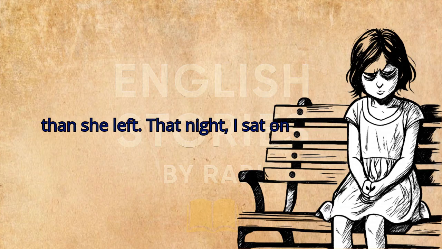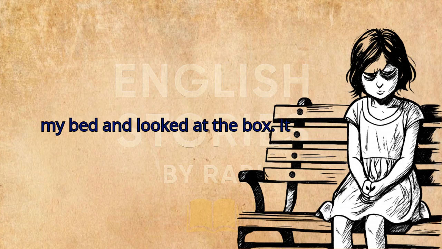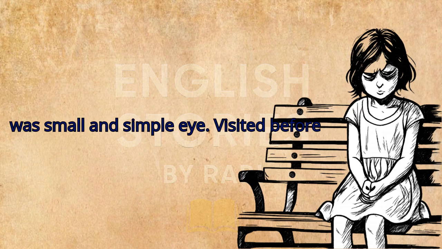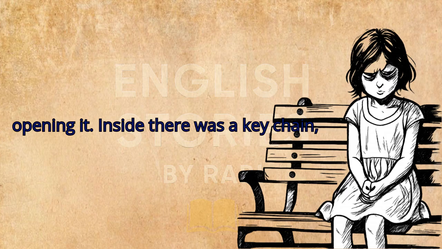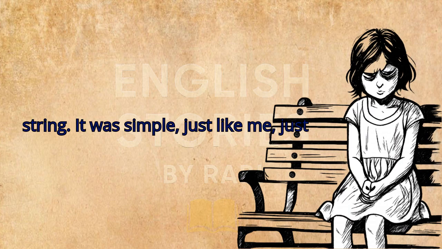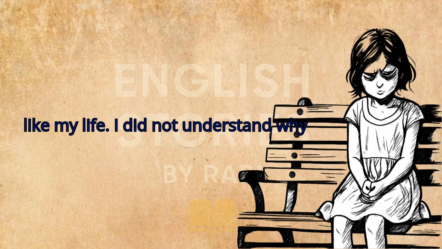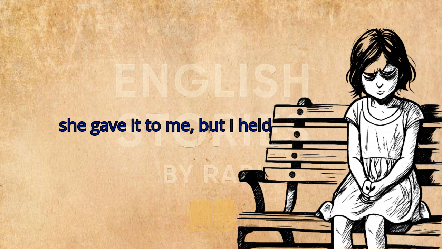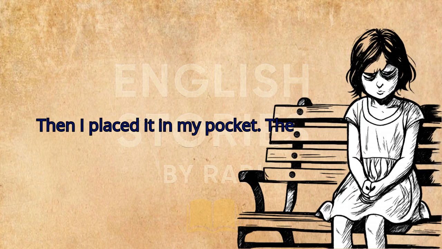That night I sat on my bed and looked at the box. It was small and simple. I hesitated before opening it. Inside there was a keychain, a small silver key hanging from a black string. It was simple, just like me, just like my life. I did not understand why she gave it to me, but I held it in my hand for a long time. Then I placed it in my pocket.